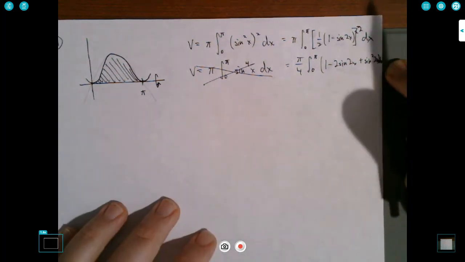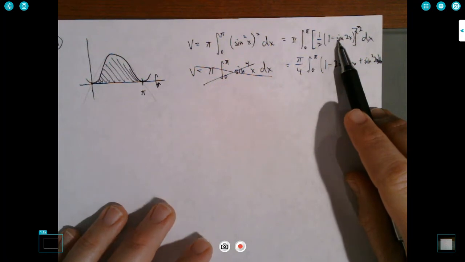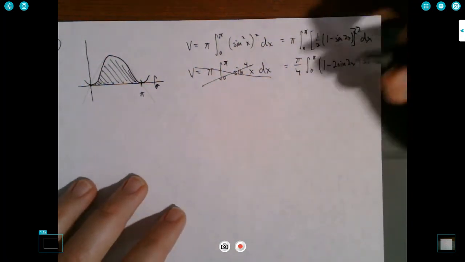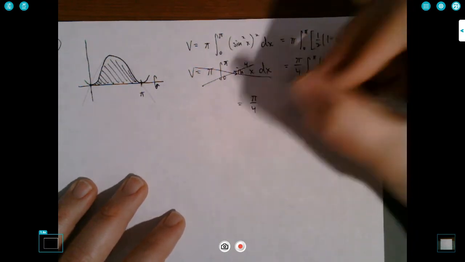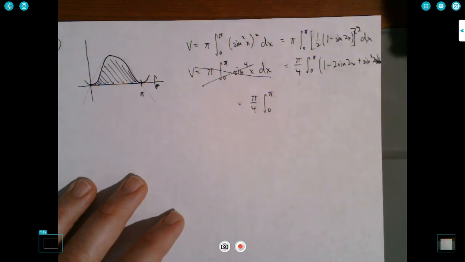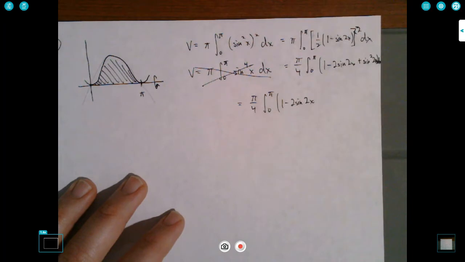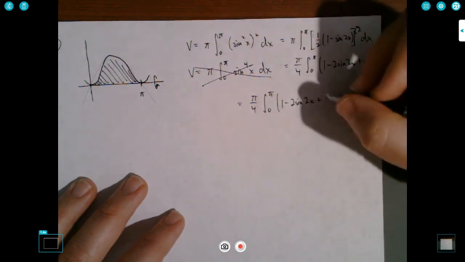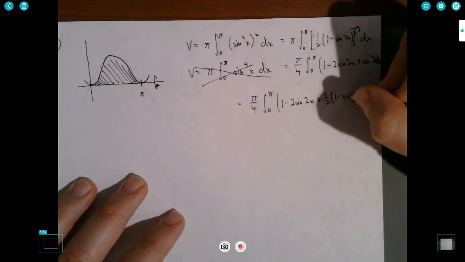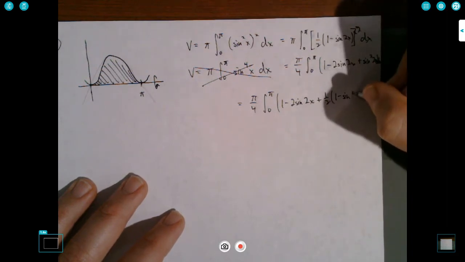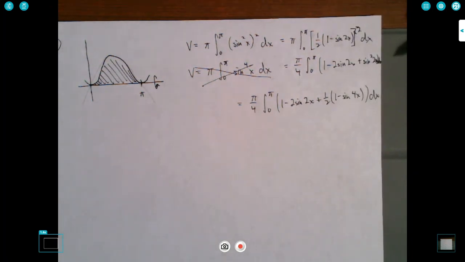Okay, and then for the sine squared 2x, you can use this formula all over again, right? So that's going to be pi over 4 times the integral from 0 to pi of 1 minus 2 sine 2x plus 1/2 times (1 minus cosine, and you've got a double angle from 2x to 4x) dx. And there you go, right?